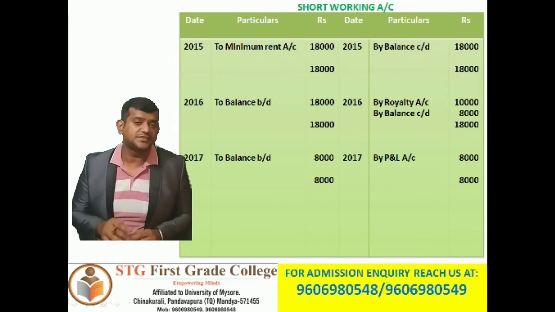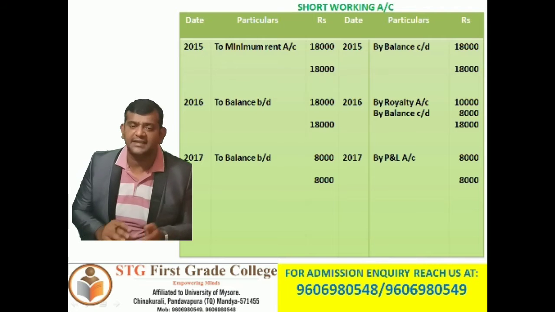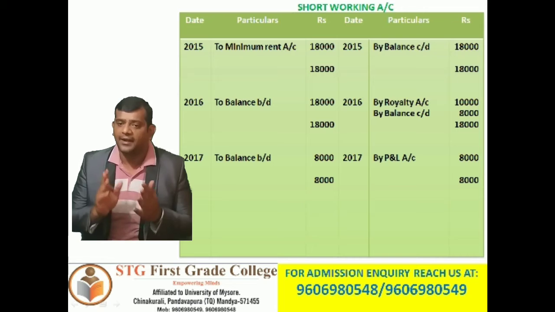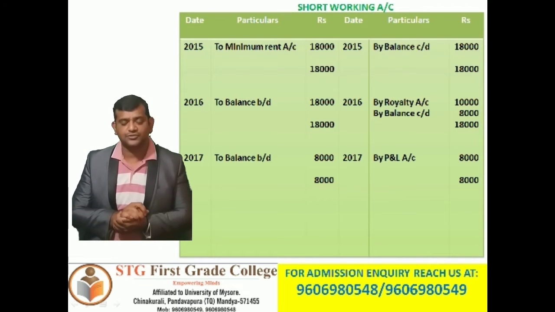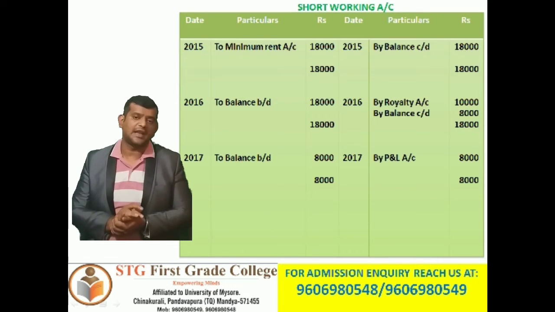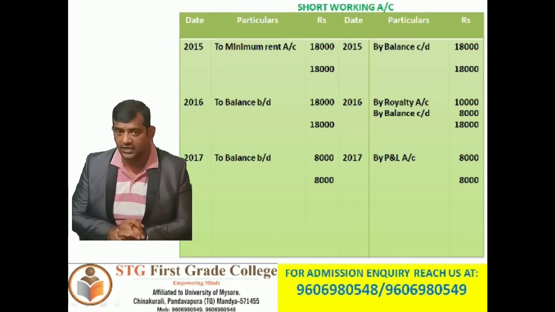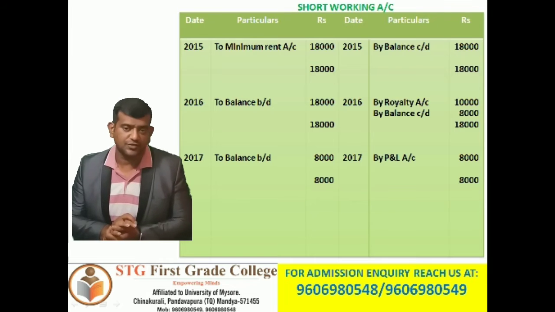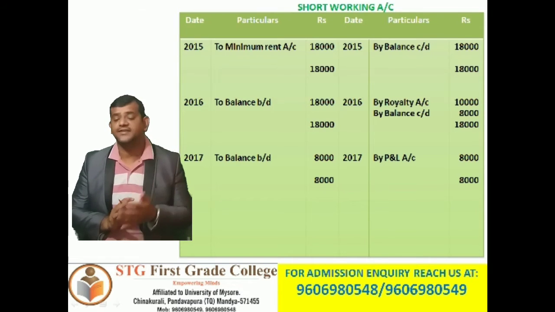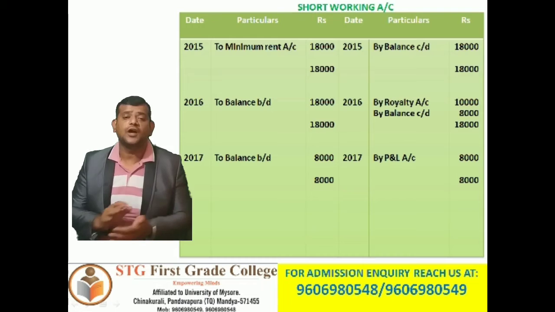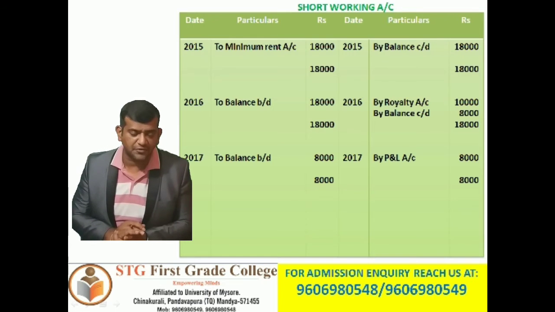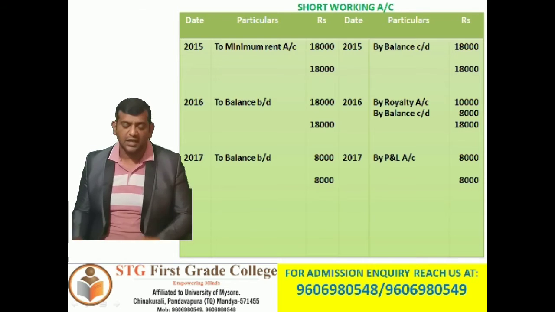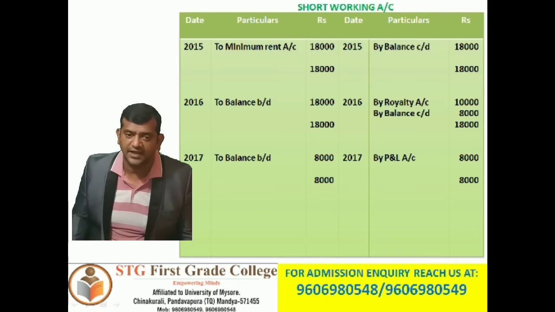In the year 2016 to balance brought down 18,000. 2016 by royalty account 10,000 and by balance carried down 8,000 rupees. Both the side total 18,000 and 18,000. Since in the year 2016 we have recovered 10,000 rupees short working, that is why royalty account 10,000. So 2017 to balance brought down 8,000. 2017 by P&L account 8,000, both the side total 8,000.